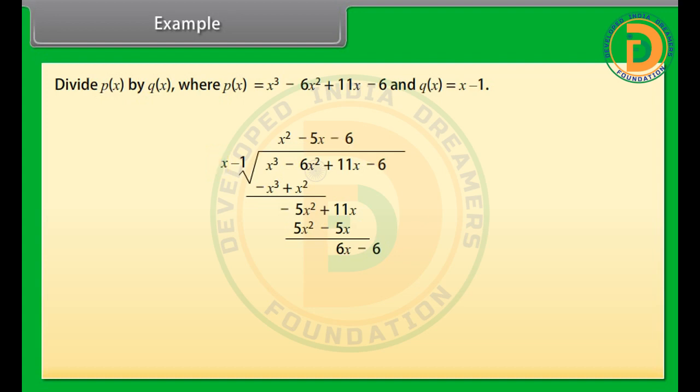Next, we multiply the most recently added term by the entire divisor and again subtract the result from the dividend polynomial. Now the subtraction step is repeated to obtain a new polynomial. The remainder here is 0 because we have completely divided through P(x) by the factor x minus 1. When you reach this step, you are done. Dividing any further by 0 would result in 0.